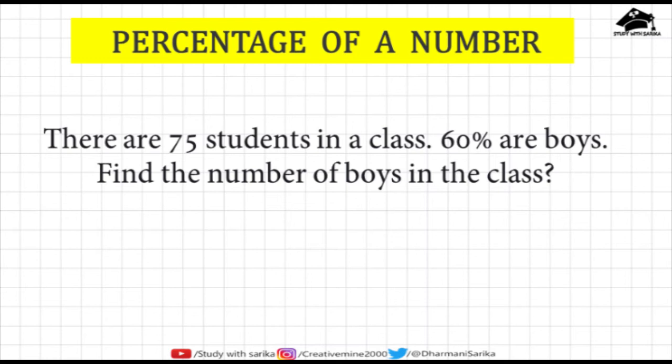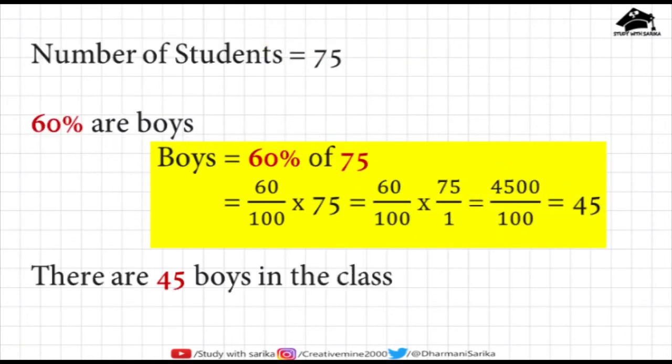The question says, there are 75 students in a class. 60% are boys. Find the number of boys in the class. So here you have to find the number of boys in the class. In the class there are 75 students, and you are just given that 60% are boys. So how to find the number of boys? You are given the percentage of the boys, and you are not given the actual number of boys.